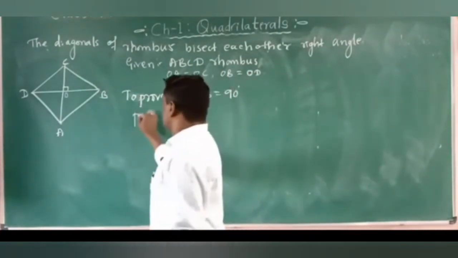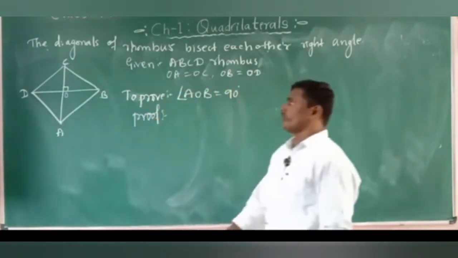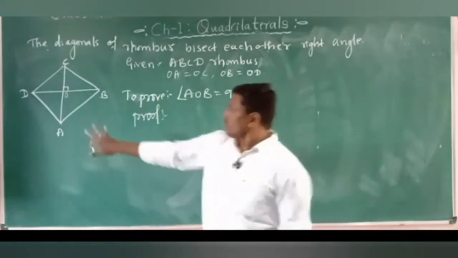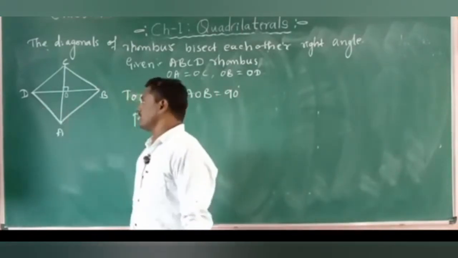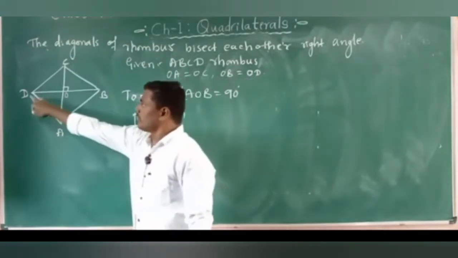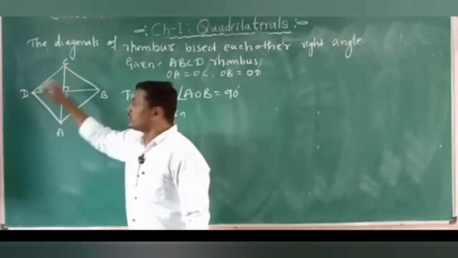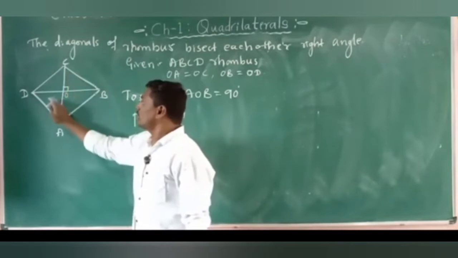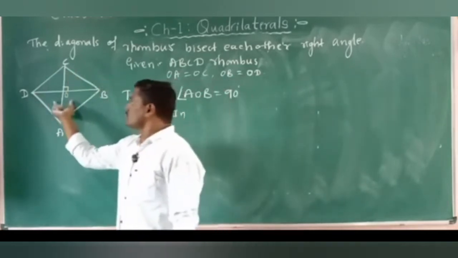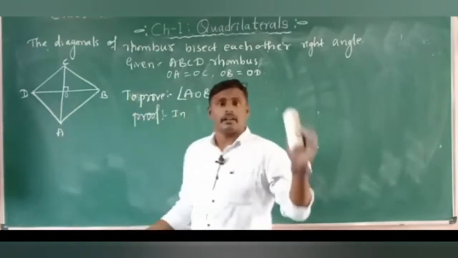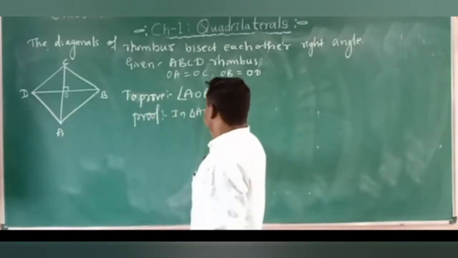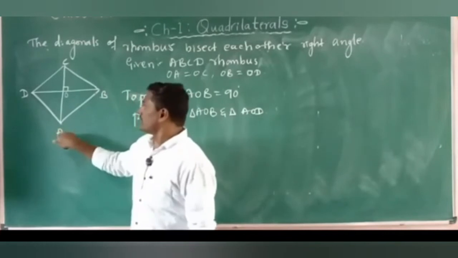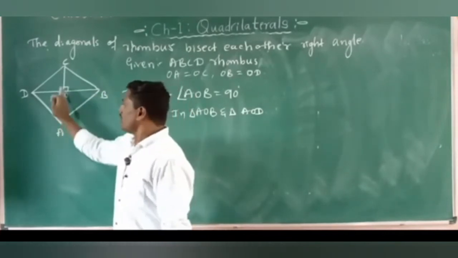Okay. Next, proof. In the rhombus, adjacent sides are also equal, no? Here we are considering two adjacent triangles. AC and BD are the two diagonals. They will meet at one particular point O and it forms four triangles, and all four triangles are congruent to each other. In that we are considering any two adjacent triangles. So consider triangle AOB and triangle AOD.